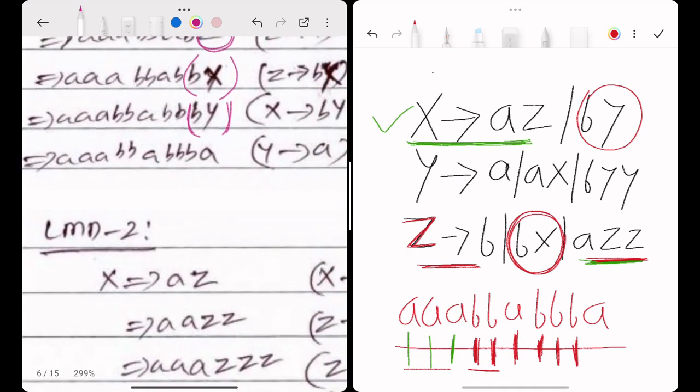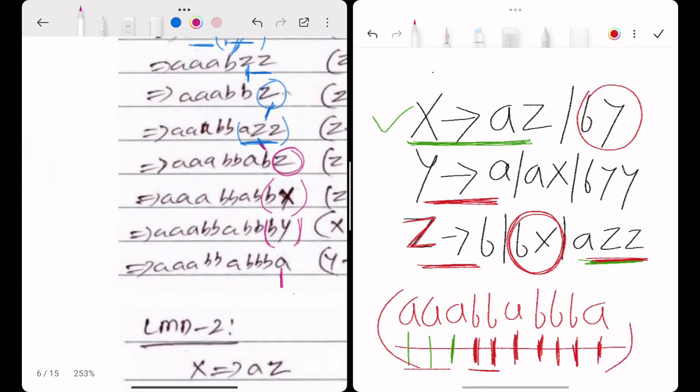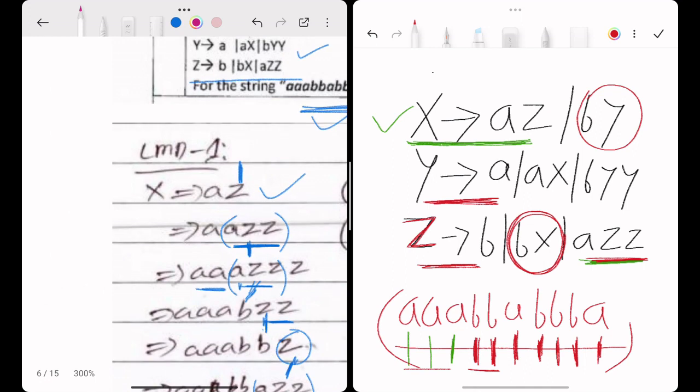Now at last Y produces A. You can see Y produces A. So at last I am writing this one. So all we got. This is the final. I got this string by the help of one tree. This is one tree.